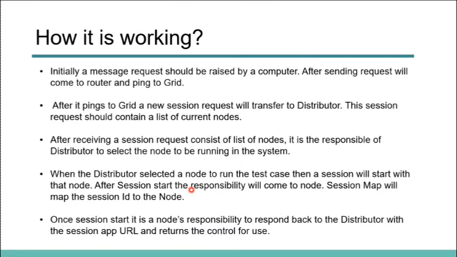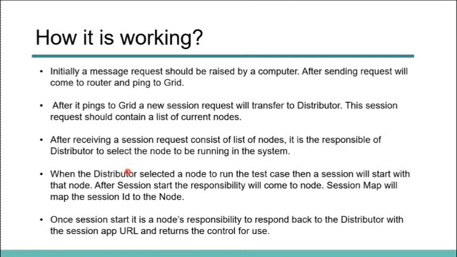So how does it actually work? Initially a request is raised by the computer. After sending the request, it will come to the router and ping the grid. After pinging the grid, a new session request is transferred to the distributor. This session request contains a list of nodes. After receiving it, it is the responsibility of the distributor to select the node to be run in the system.